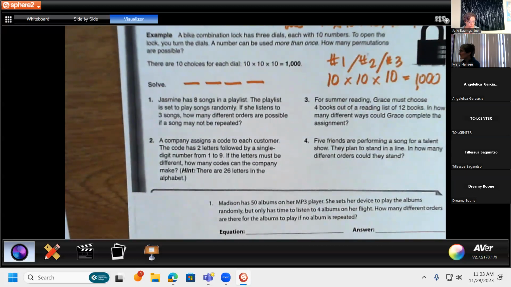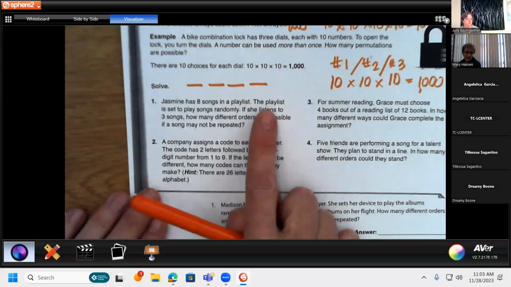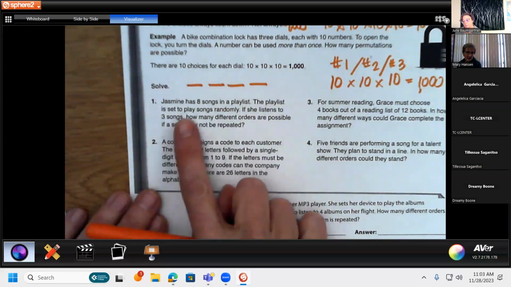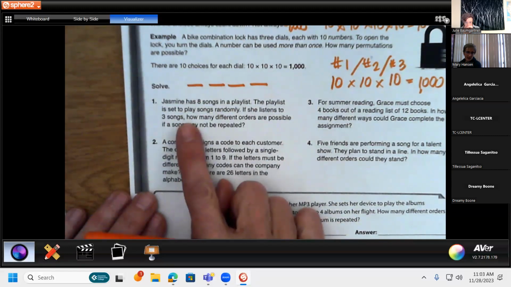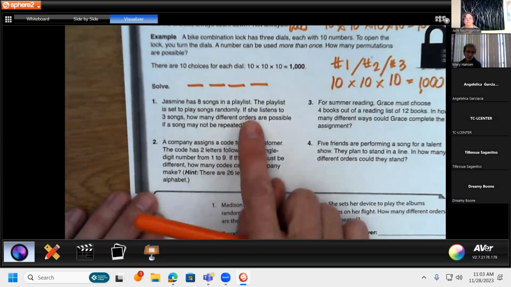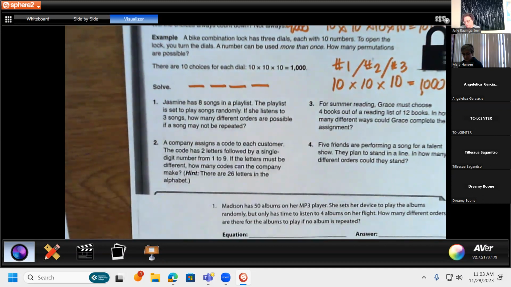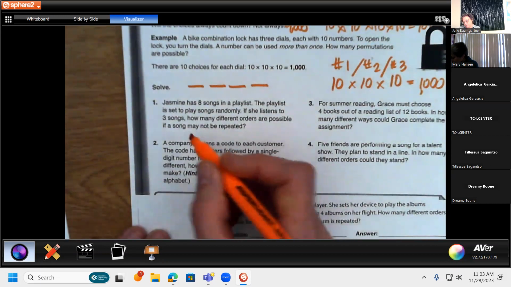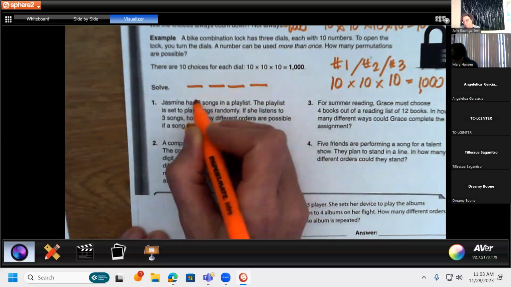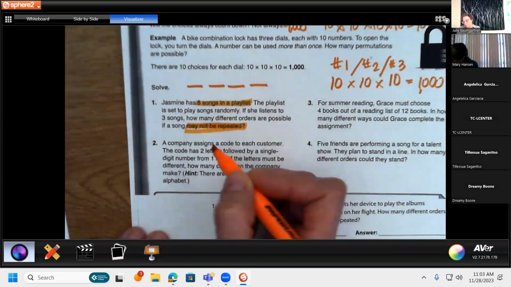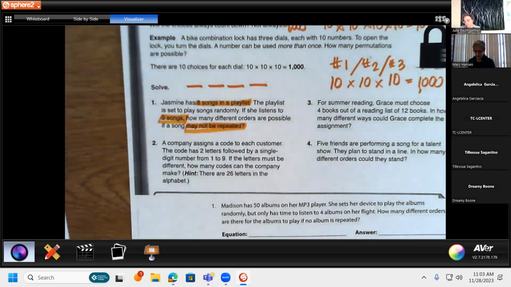Okay, so let's take a look at number 1. It says Jasmine has 8 songs in a playlist. The playlist is set to play songs randomly. If she listens to 3 songs, how many different orders are possible if a song may not be repeated? And that's a key thing, information. So I have 8 songs, and she's going to listen to 3 songs, but no repeats.